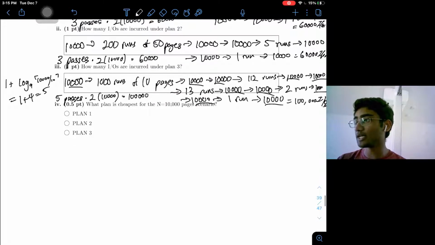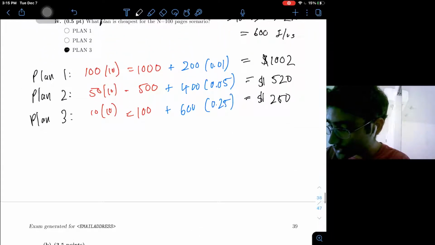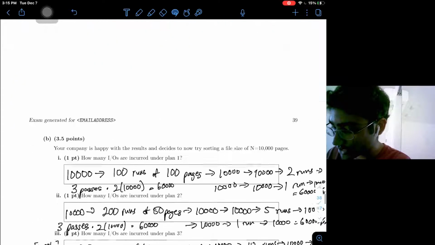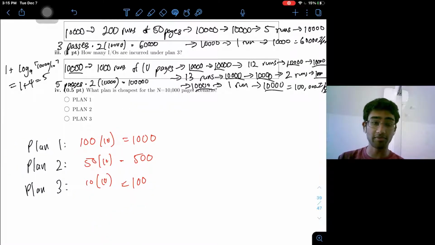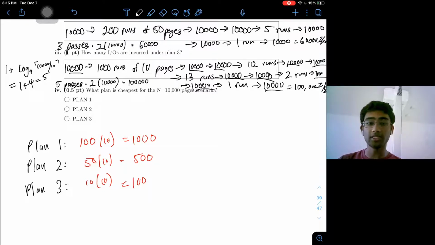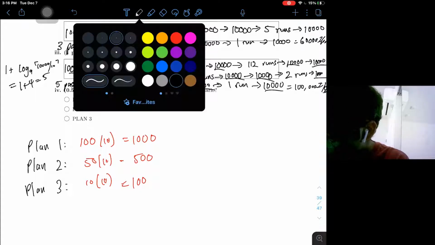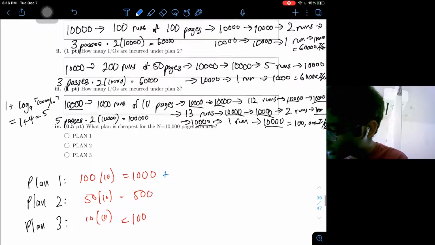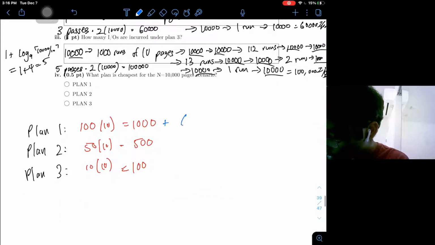So now we're asked which plan is cheapest for the n equals 10,000 pages scenario. The first thing we can do is just copy the beginning part of this analysis, because the overhead of the buffer pages is not changing at all, right? It's still the same number of buffer pages, and those are still the exact same cost. The only thing that changed from part A to part B was the number of IOs. So for this, we see that plan 1 of part B had 60,000 IOs, and those each cost 1 cent.